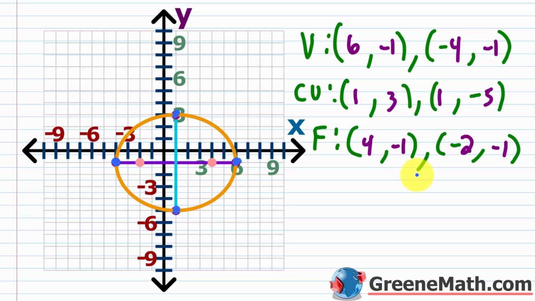And then your foci, you've got 4 comma negative 1, and you've got negative 2 comma negative 1, okay? So your center is right here, and this is going to be at 1 comma negative 1, okay? So everything has just been shifted 1 unit to the right and 1 unit down.